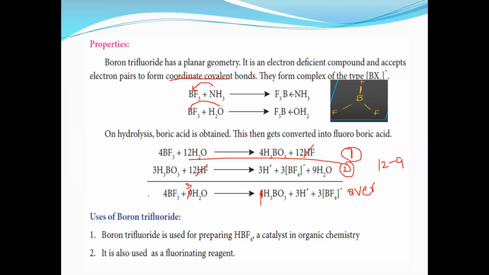So next one is the uses of the boron trifluoride. So boron trifluoride is used for preparing the HBF4. This compound is used as the catalyst in the organic chemistry. It is also used as the fluorinating reagent.